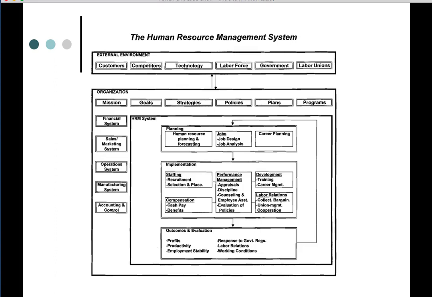When we get into the discussion on strategic HR, you'll understand a little bit more about that external versus internal environment in a little bit more detail.